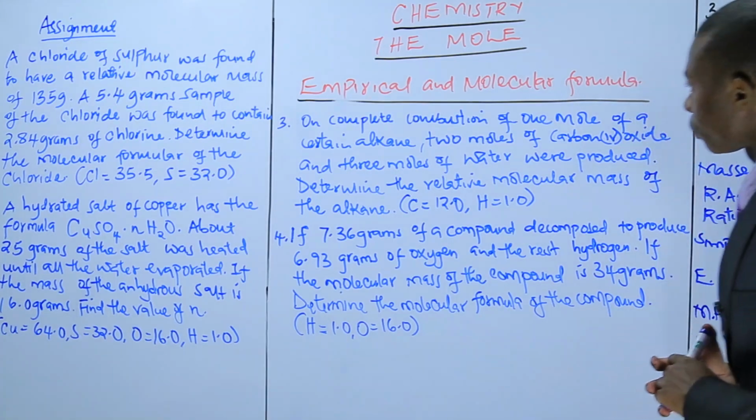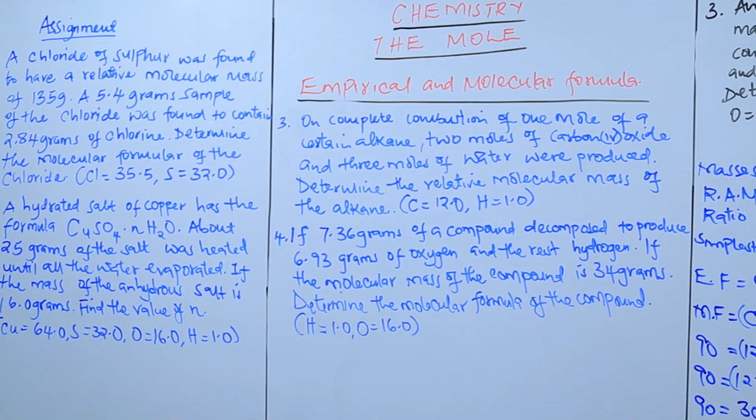The third question, on complete combustion of 1 mole of a certain alkane, 2 moles of carbon dioxide and 3 moles of water were produced. Then determine the relative molecular mass of the alkane. Relative atomic mass of carbon is 12.0, hydrogen is 1.0.